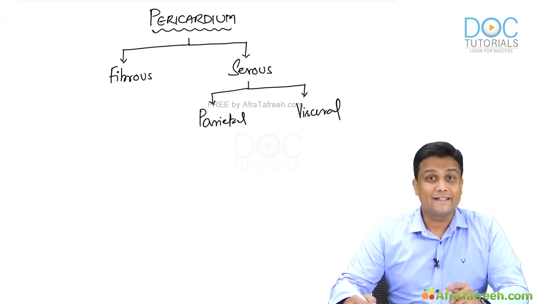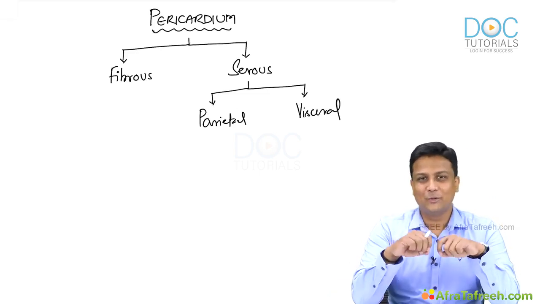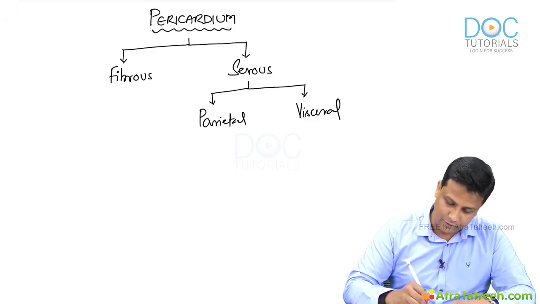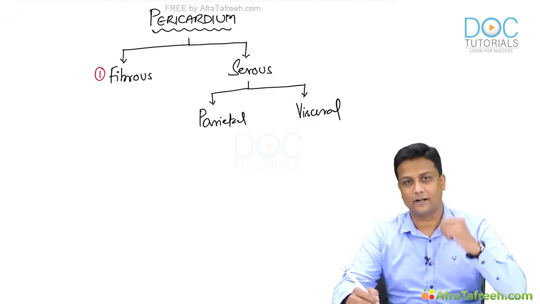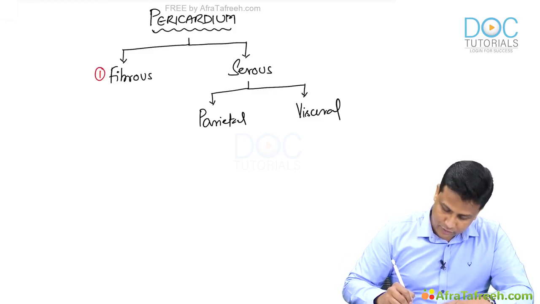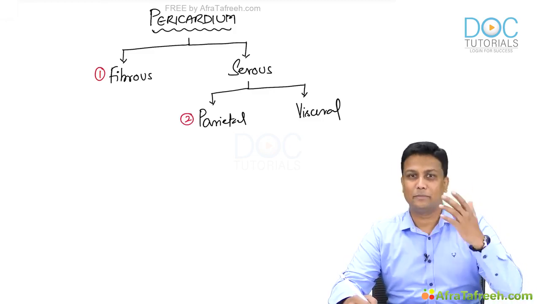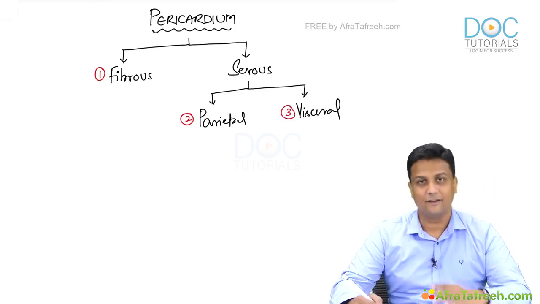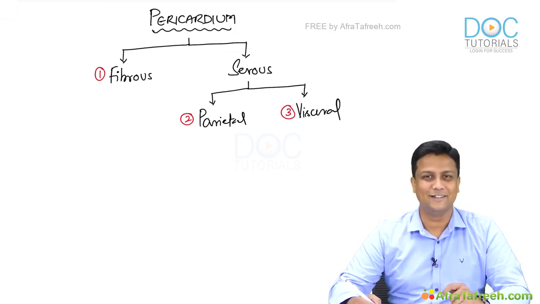So in short, I can say that the pericardium is made up of how many layers? 3 layers. And try to do one thing, read my table from below. Which is the outermost layer of the pericardium, guys? Number 1, fibrous pericardium. Number 2, just inside the fibrous pericardium, you will be having parietal serous pericardium. And then inside that you will be having the visceral serous pericardium. That is the best way and easiest way to learn them.